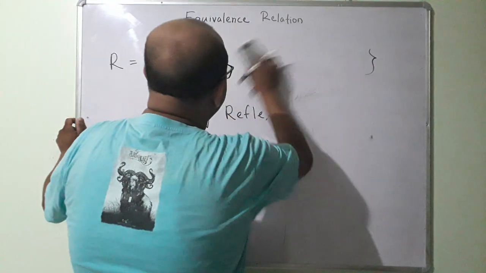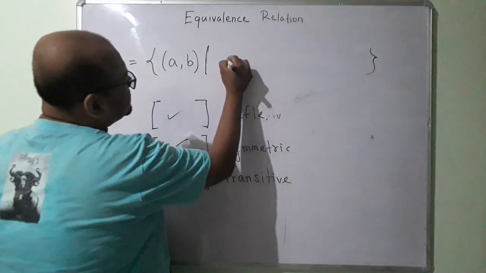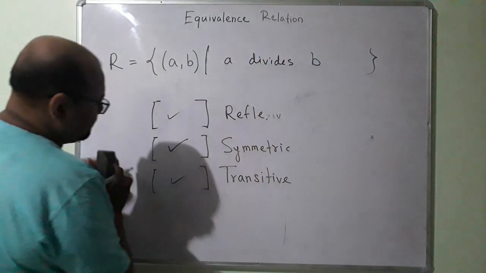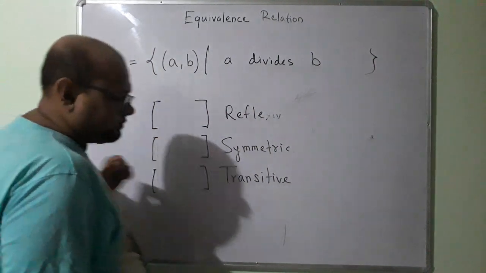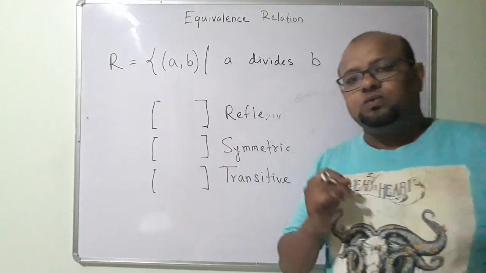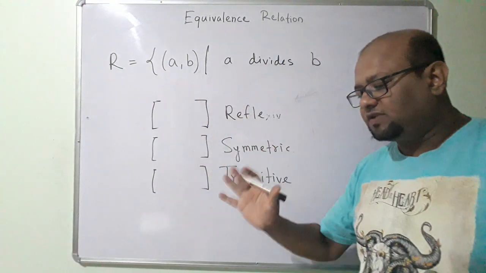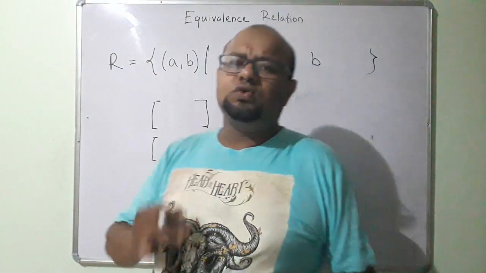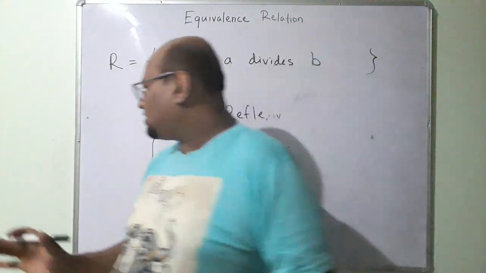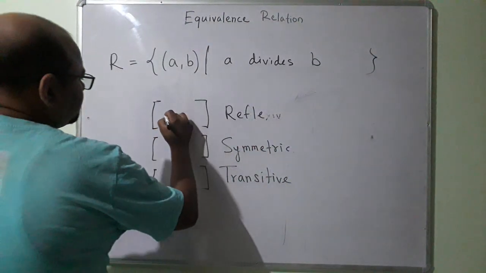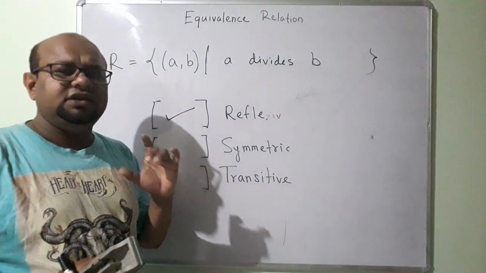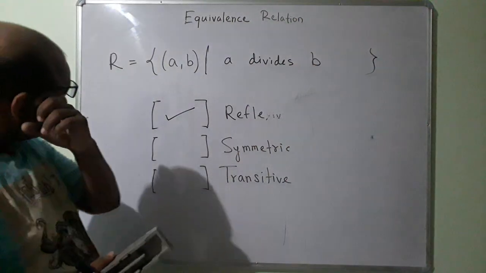Next, let us look at one more example. AB such that A divides B. Okay. So, is it reflexive? So, 1 divides 1. Let us say this is on the set of integers as well. 1 divides 1, 2 divides 2, 3 divides 3. So, all this 1, 1, 2, 2, 3, 3, they will be in the relation. Alright. So, AB being 1, 1, 2, 2, 3, 3, all this A will be in the relation because A divides A. Is it symmetric?